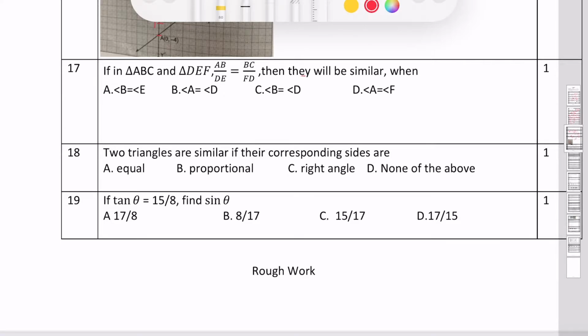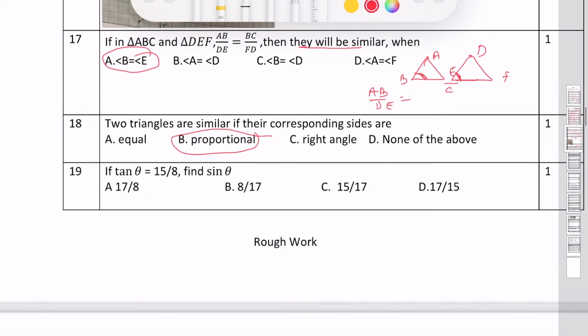We know that if it is similar, then in triangles ABC and DEF, if you take AB by DE, is this given, and BC by EF, that means if the included angle is equal, then only they are similar. So option A will be correct. Two triangles are similar if their corresponding sides are proportional.